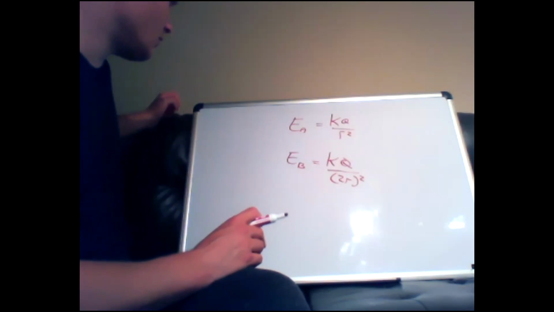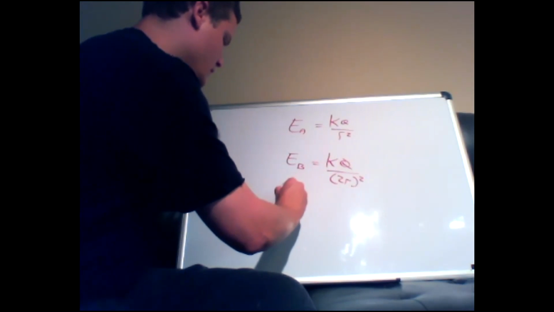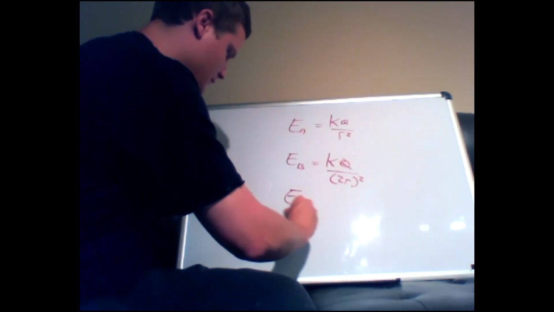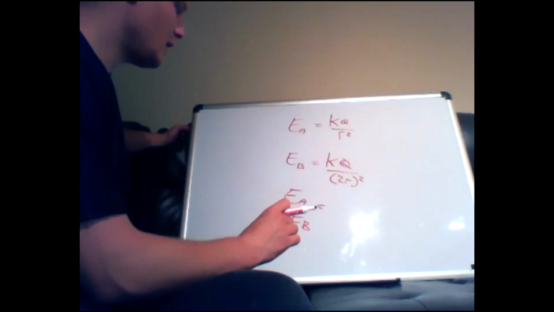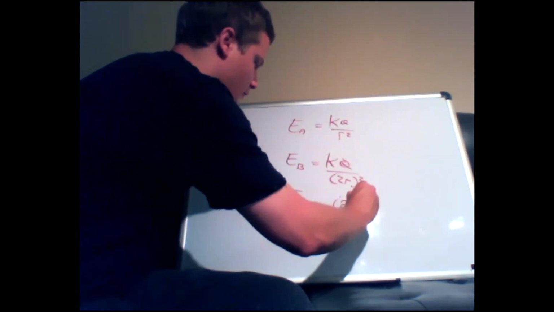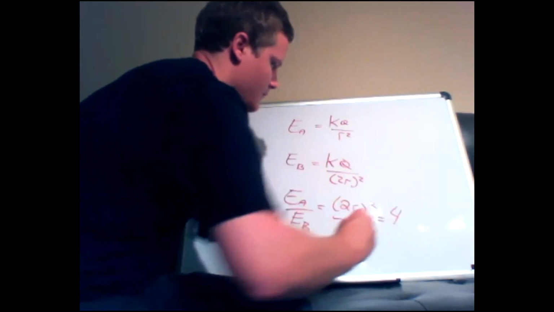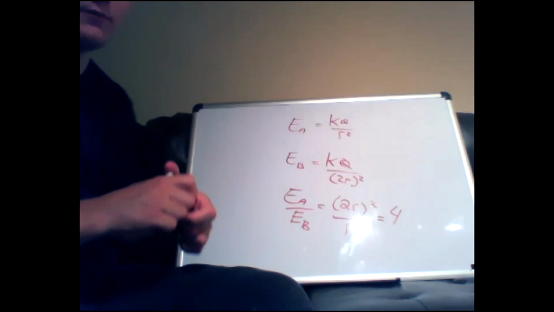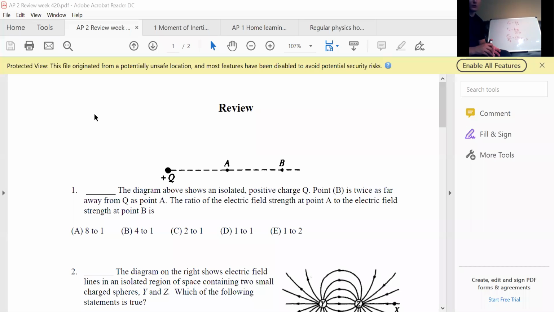If we take the ratio of these two, and we want to know how much stronger it is, we would just do EA over EB. We can see that these KQs will cancel, and what we're left with is (2R) squared over R squared, which is equal to 4. And so our ratio, I pull the test back up here, is going to be a ratio of 4 to 1. It's 4 times as much if you're twice as far away.